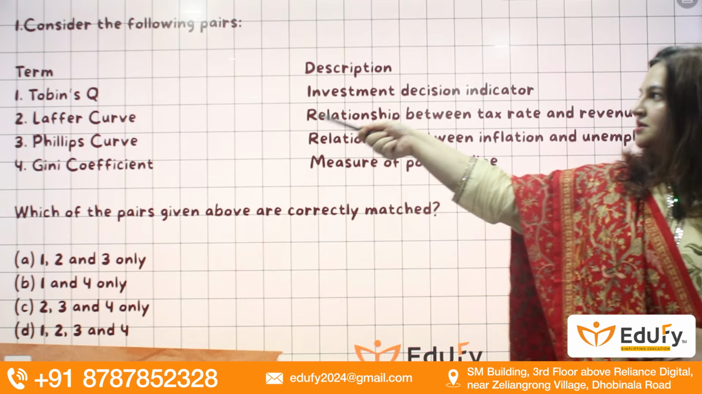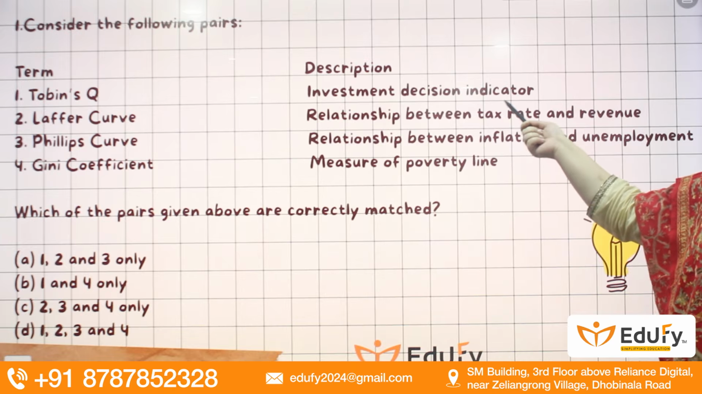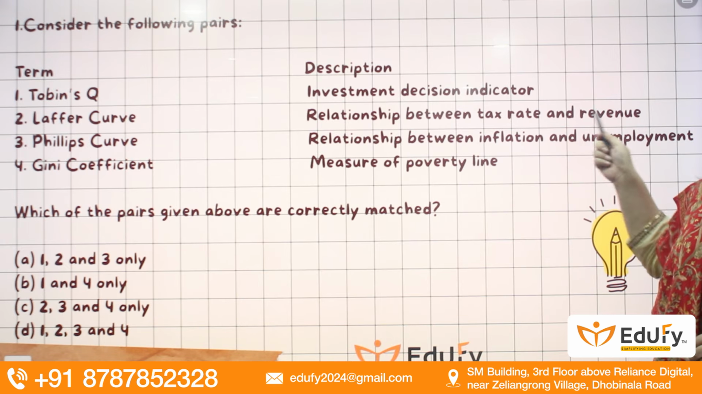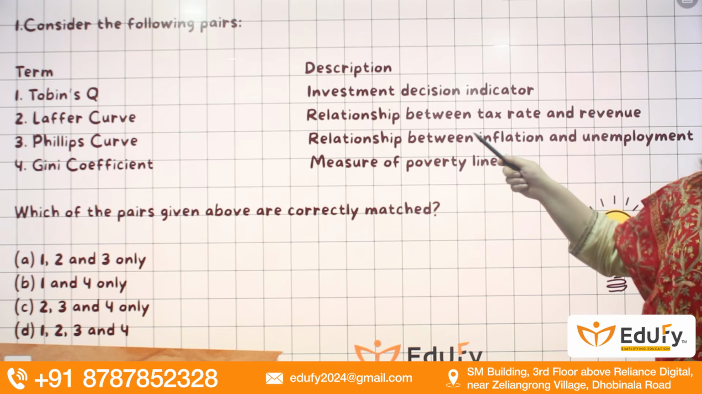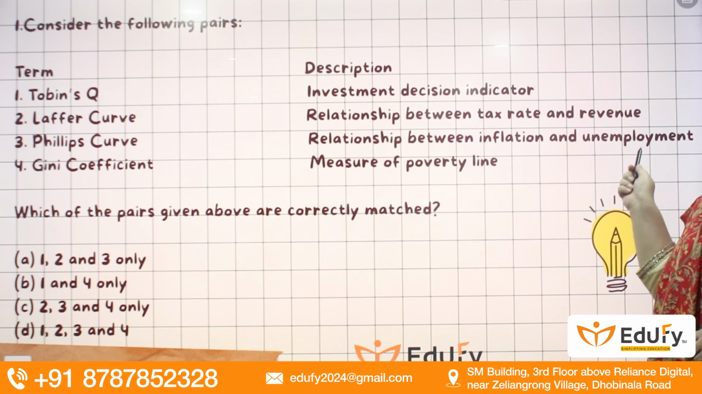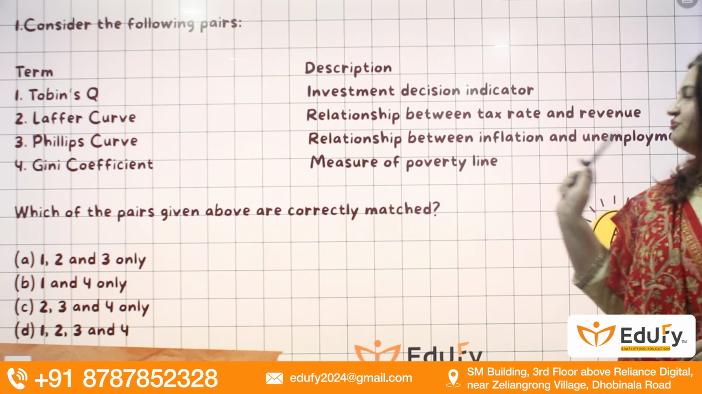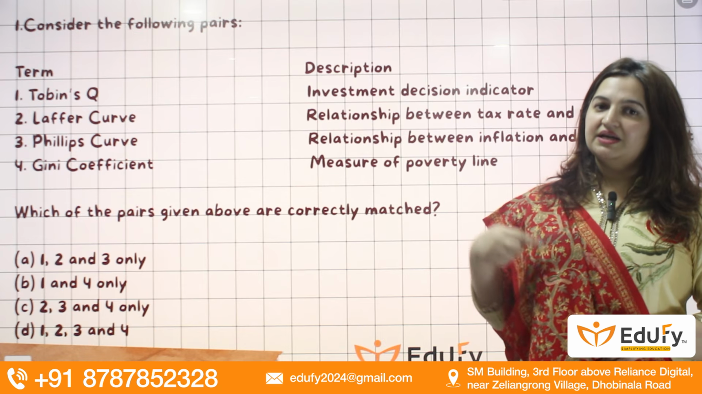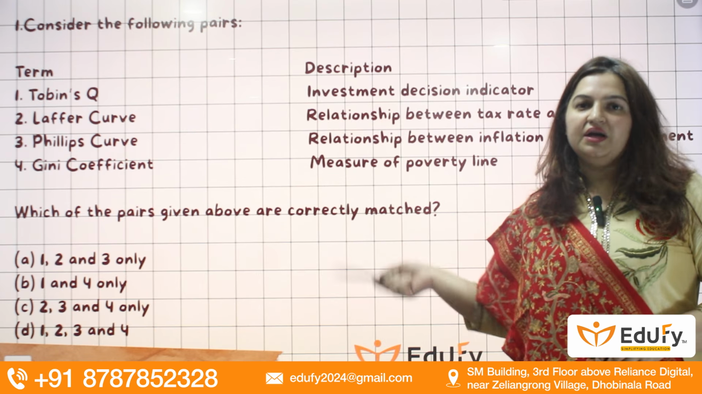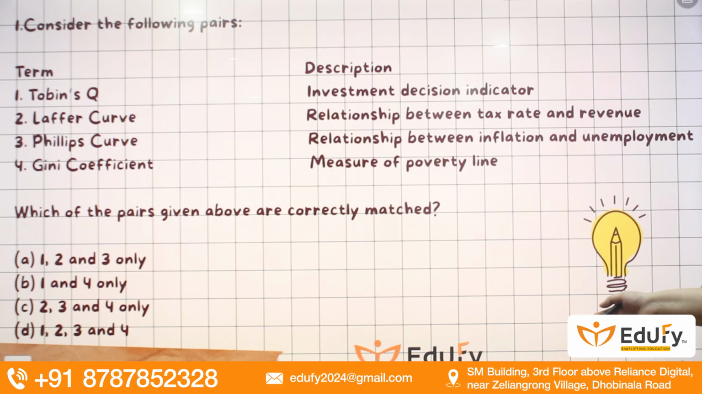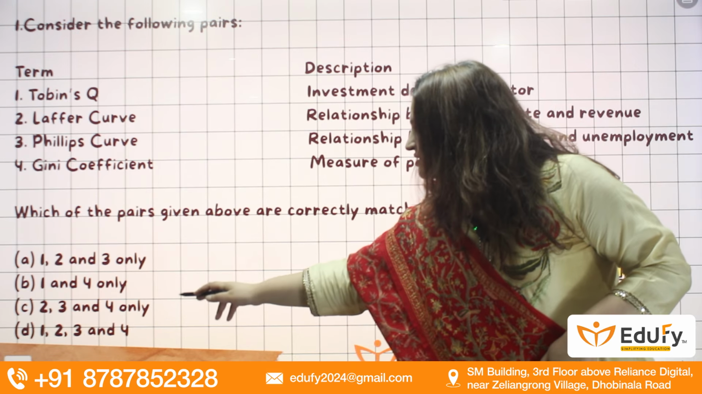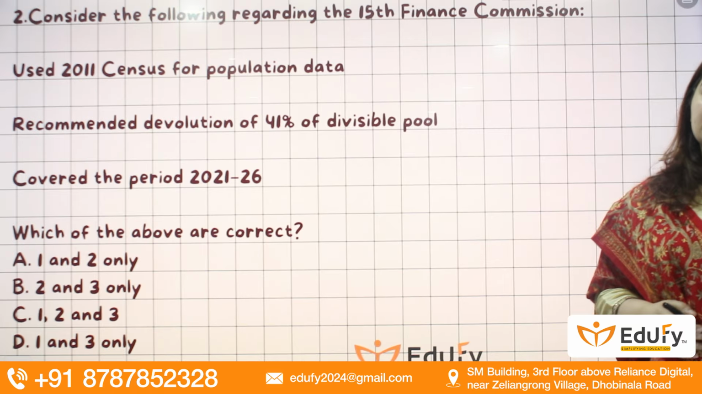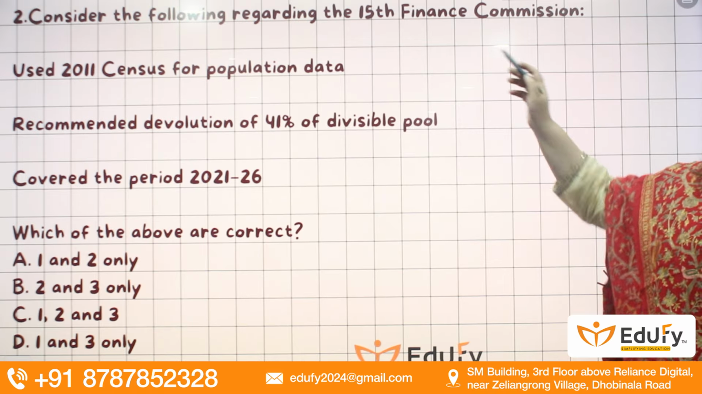Tobin's curve represents investment decision indicator. Laffer curve represents the relationship between the tax rate and revenue. Phillips curve represents the relation between inflation and unemployment, and Gini coefficient is a measure of poverty line. So 1, 2, 3 are correct. However, the fourth one, Gini coefficient, is the representative of the inequality, income inequality in the country. So 1, 2 and 3 are the answer. It will be A.